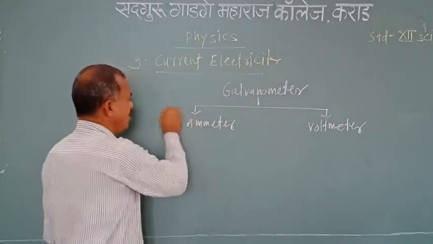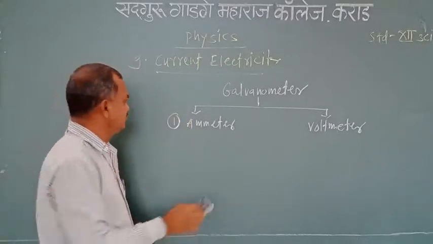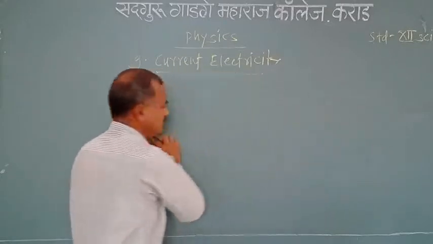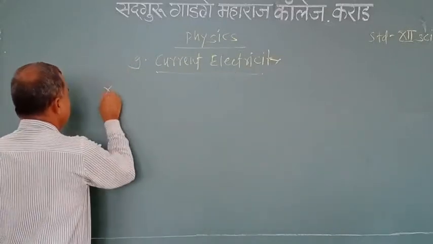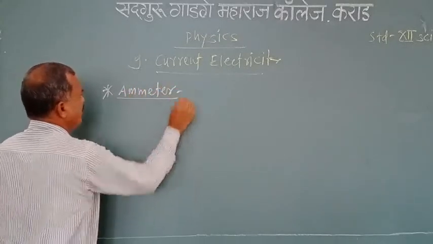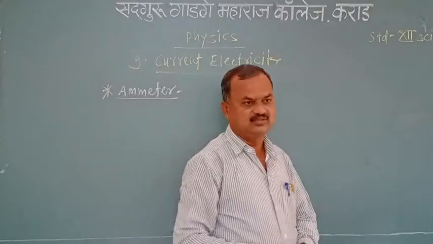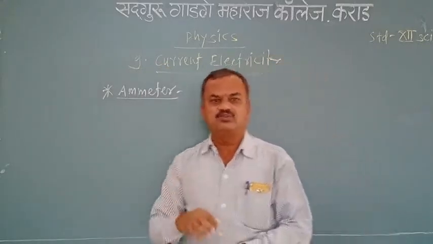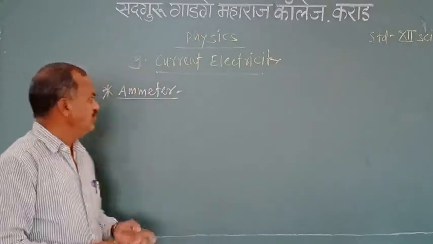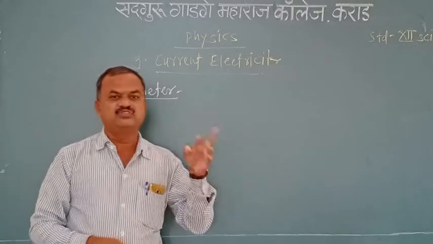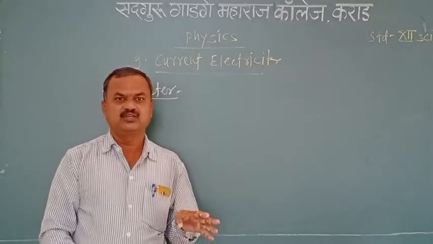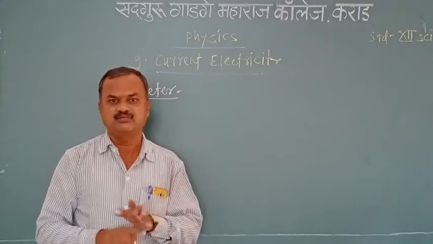First, we will study how to convert a galvanometer into an ammeter. For that, how will you convert galvanometer into an ammeter to measure or to detect large amount of current greater than 1 milliampere. To convert MCG, moving coil galvanometer, or simply galvanometer, into an ammeter for the measurement of large current.